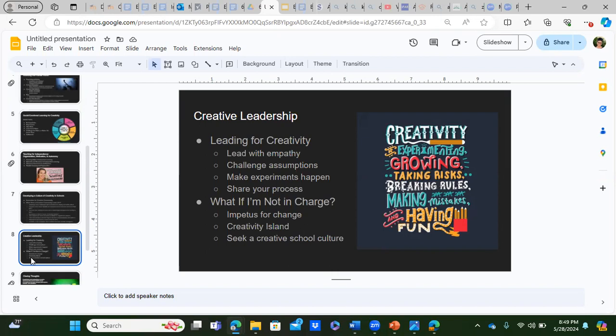Number 3, make experiments happen. Design thinking is a hands-on prototype building, let's just try it process. Rather than talking and planning through seemingly endless meetings, try something. Start small, but start. If it doesn't work, try something else.